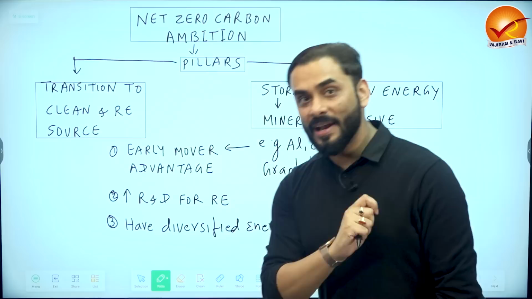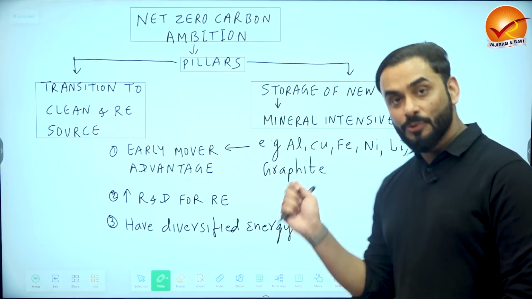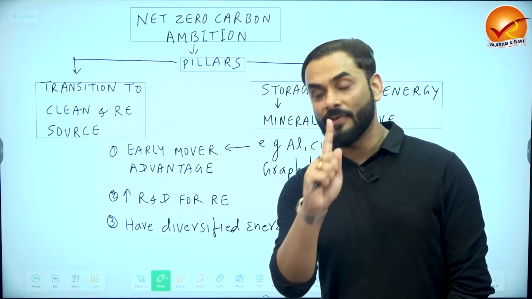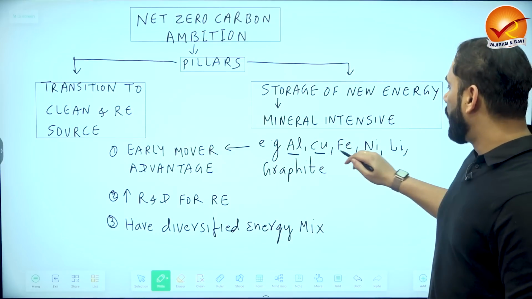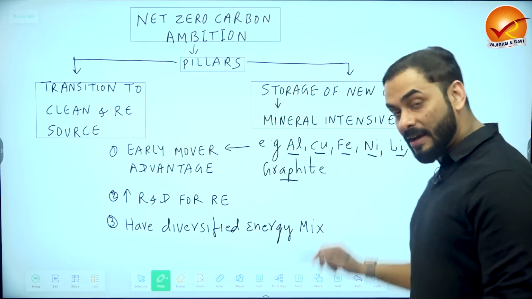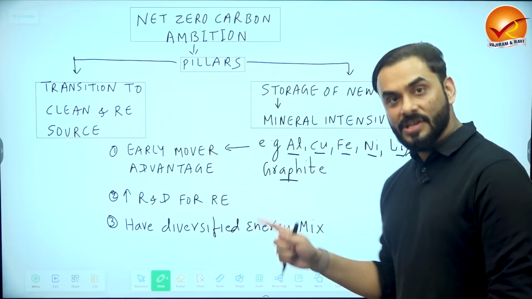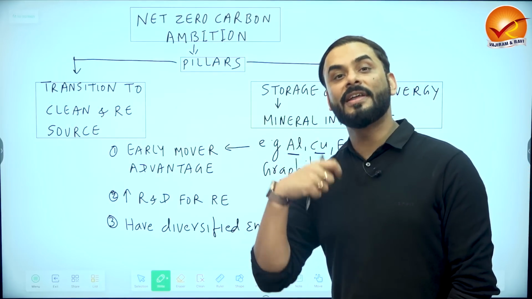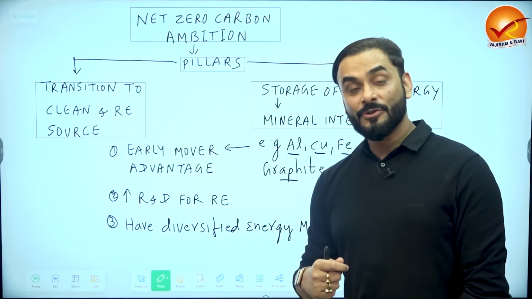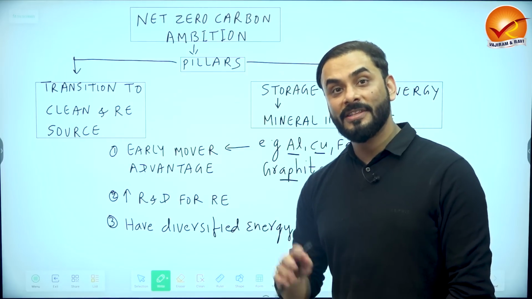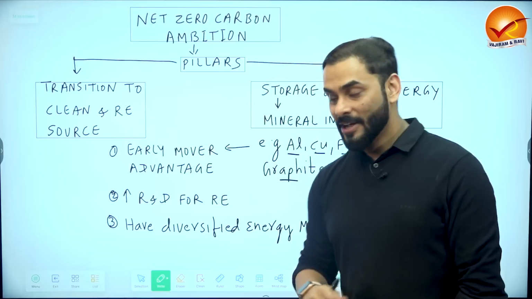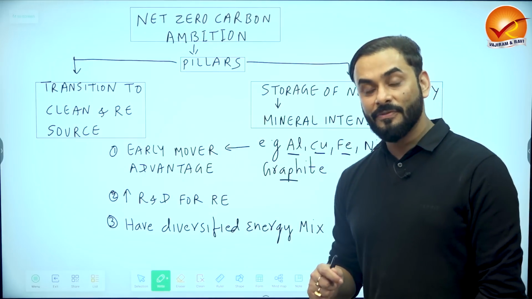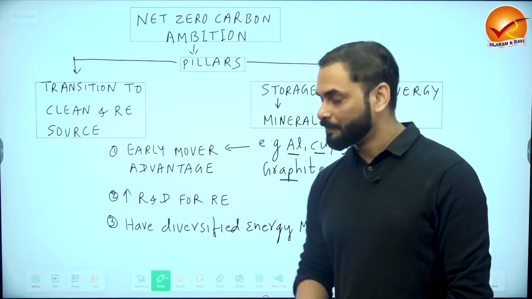Now, to store electricity or power, you are going to use a lot of minerals. For example, aluminum, copper, iron, nickel, lithium and graphite. Typically, these are the minerals which are used to create alternative sources of power. So for example, you might have heard about lithium-based batteries and cells, isn't it? So these are typically the minerals which are used to store power.